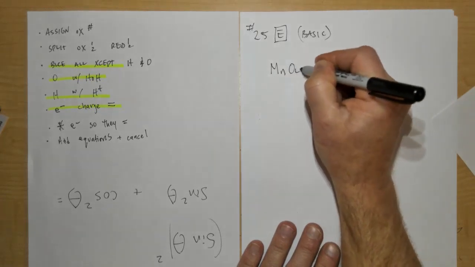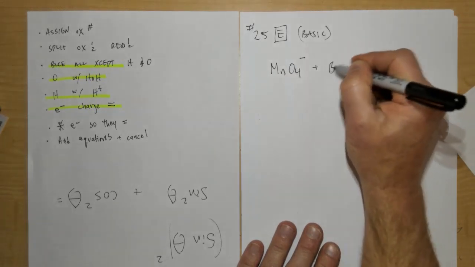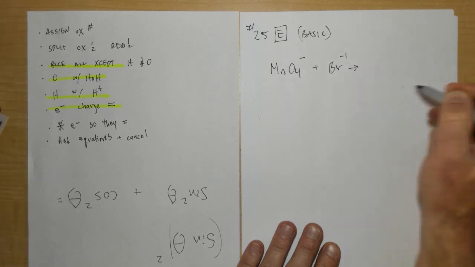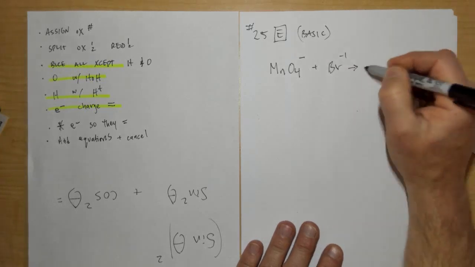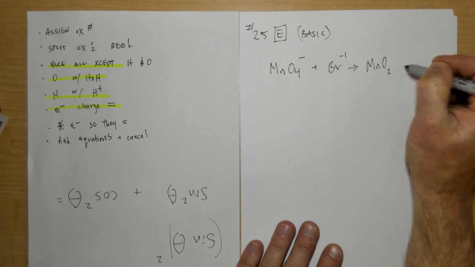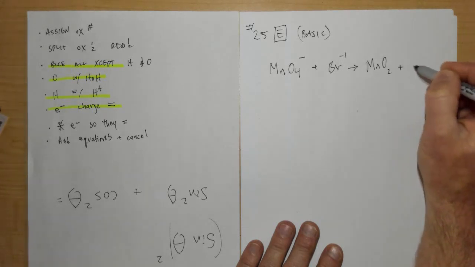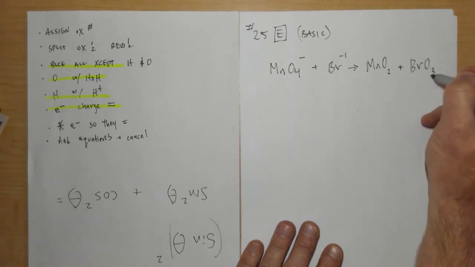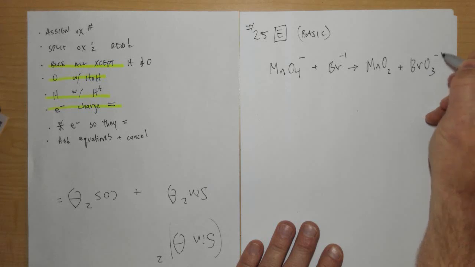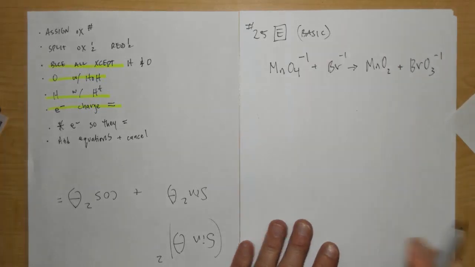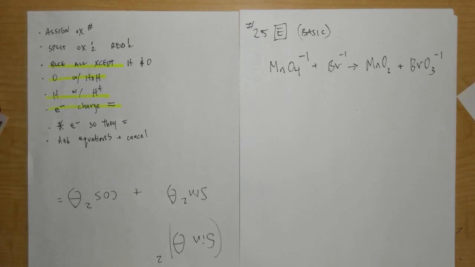This one is MnO4- plus Br-, and then we end up with MnO2 on the right hand side and some BrO3- on the right hand side as well. Watch your pluses and minuses. Be really careful and picky about how you write. Use lots of space on paper.